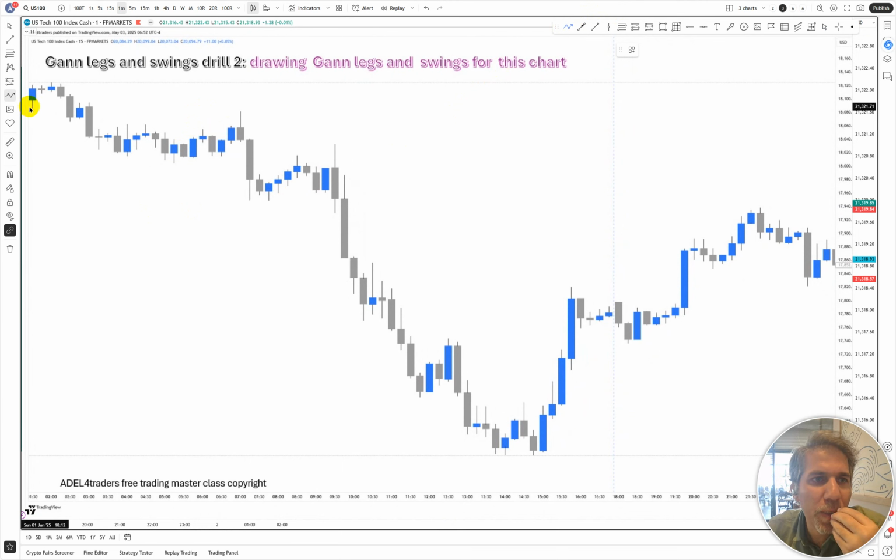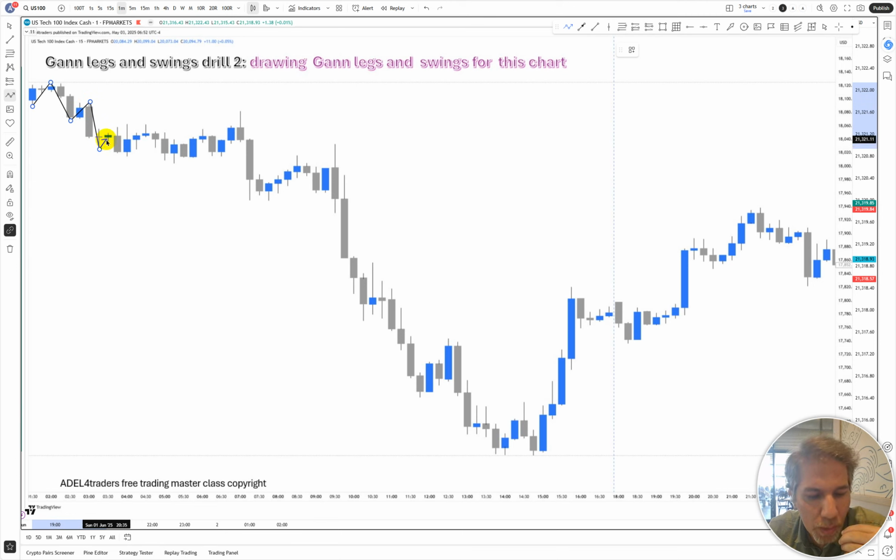Okay, so here we have the low of this candle. It goes up and takes the other one. This one is an inside bar, so we're going to ignore it, but the high is taken. So we're going to go from down, the high of this one again to this one.